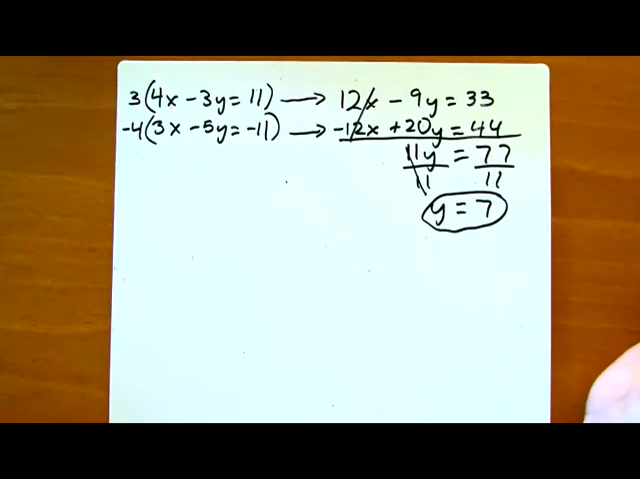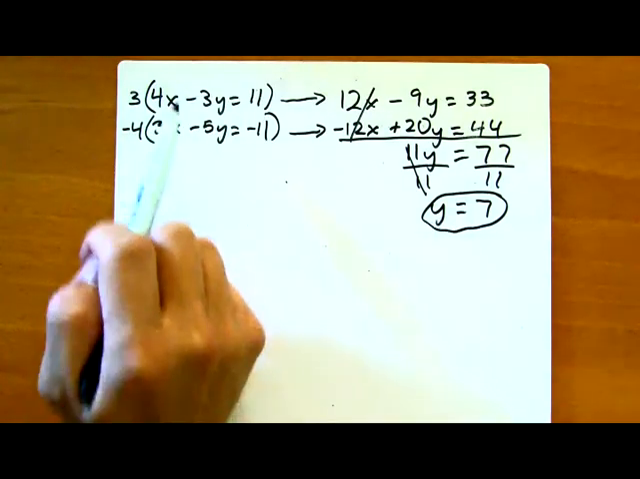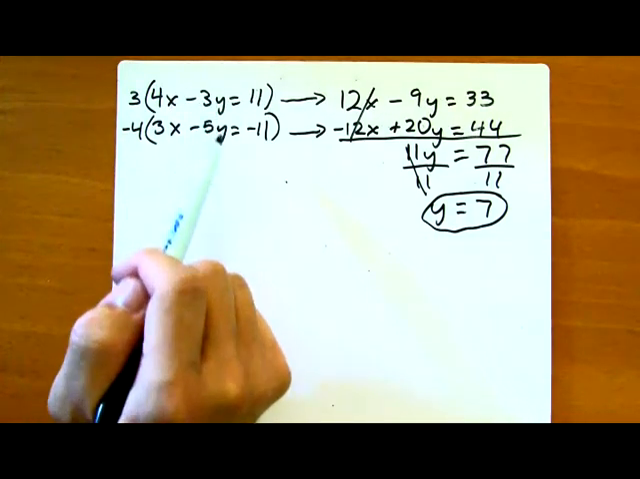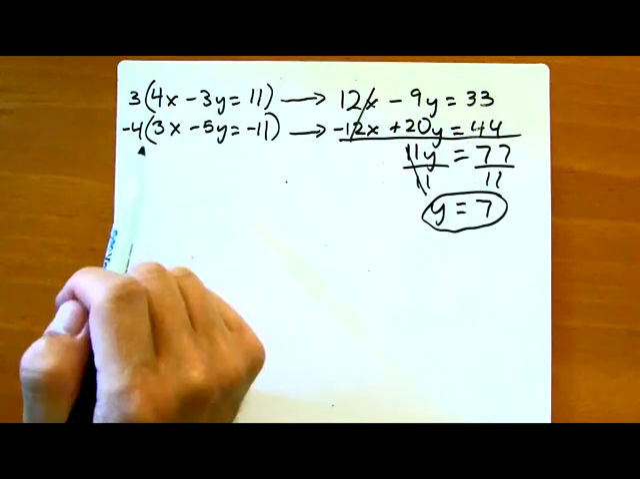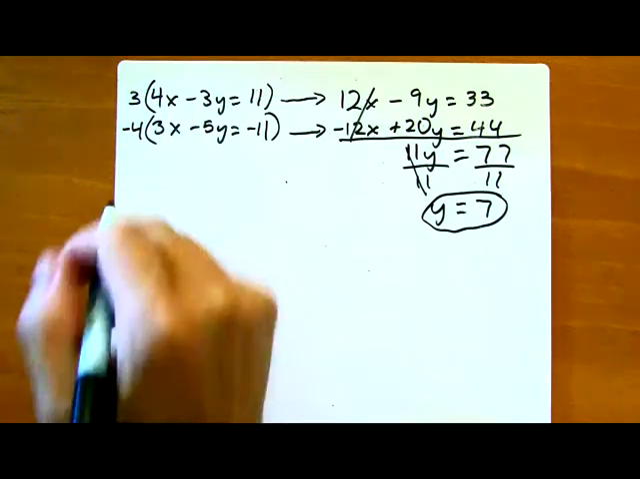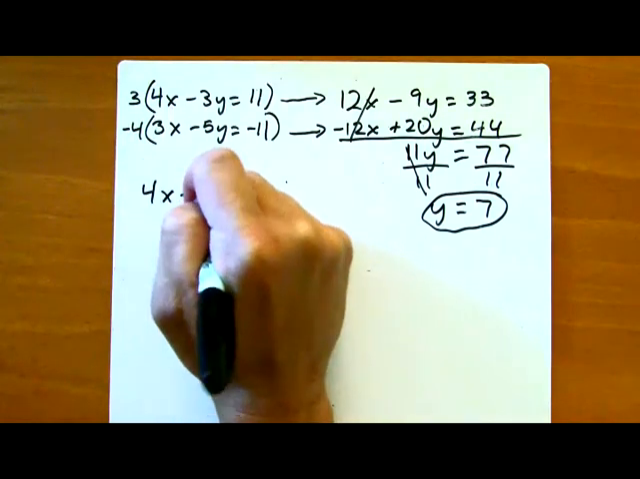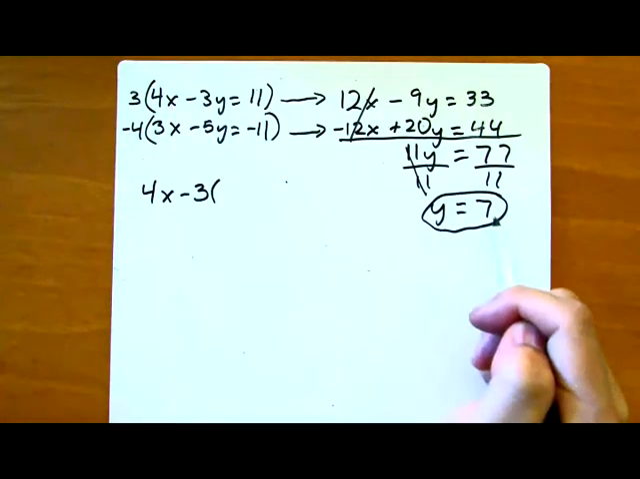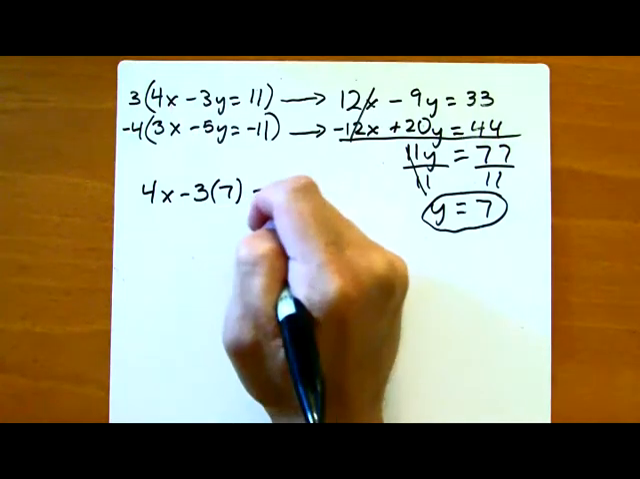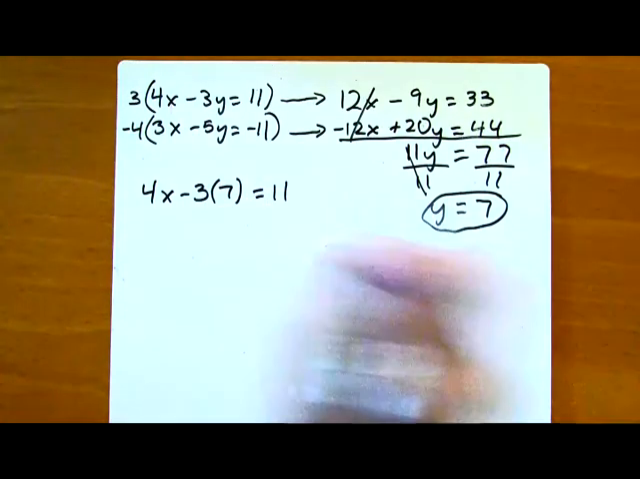All we gotta do now is solve for x. We take the 7, pick either equation, and replace y with it, and then solve for x. I'll take the top one. 4x minus 3, and in place of y, we're going to put the 7. And now we solve.